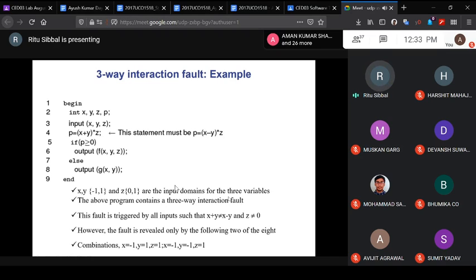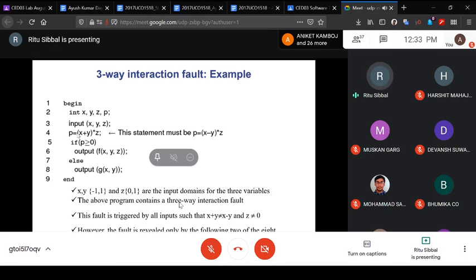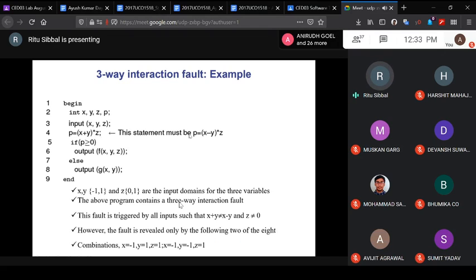So here there are three variables, x, y and z. If you remember, in the previous example it was a two-way interaction because z was a don't care then. So now for a certain condition of x, y, z only, this particular fault will be detected, because only if x plus y asterisk z is not equal to x minus y asterisk z will the fault be detected.